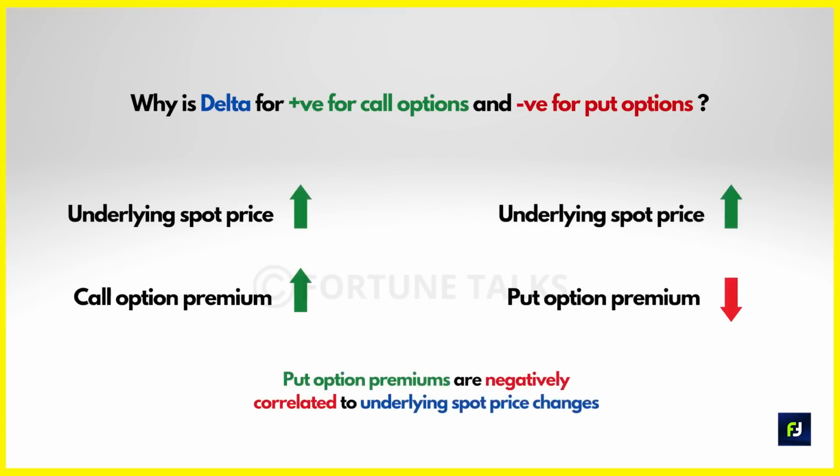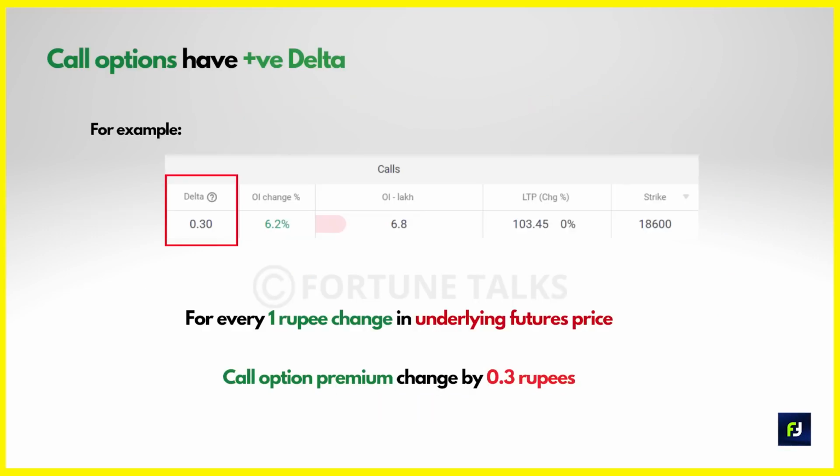This is because a rise in the price of a stock or its futures is positive for call options, because when the stock or futures price rises, call option premiums increase in value, while it is negative for put options because a rise in stock or futures price is associated with a decline in put option premiums. In fact, the negative sign is to show this difference and nothing else. So in short, call options have a positive delta.